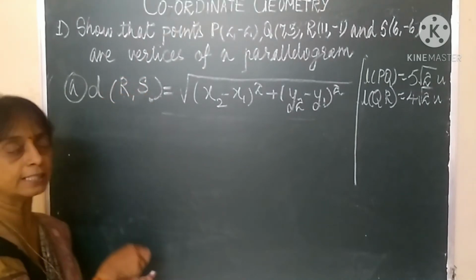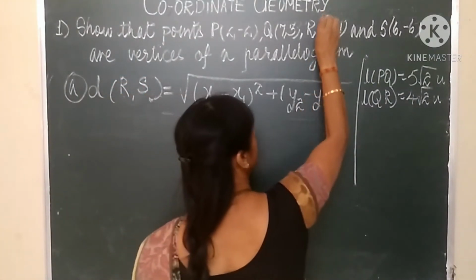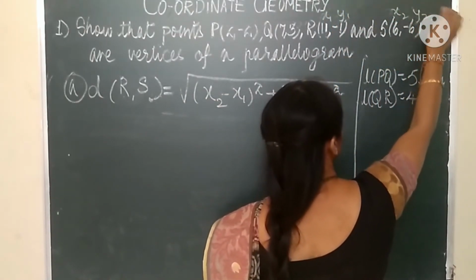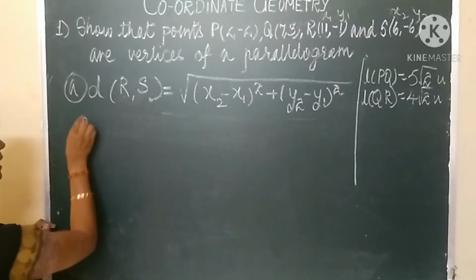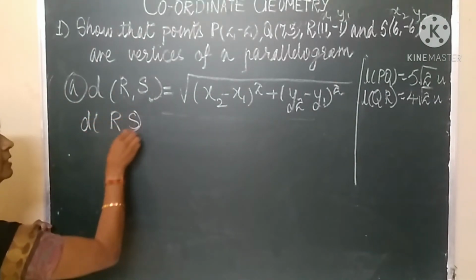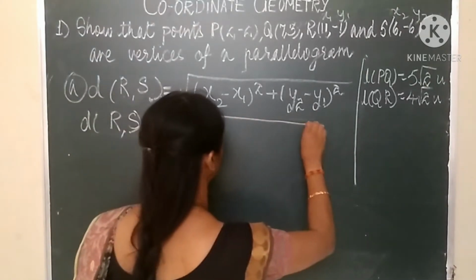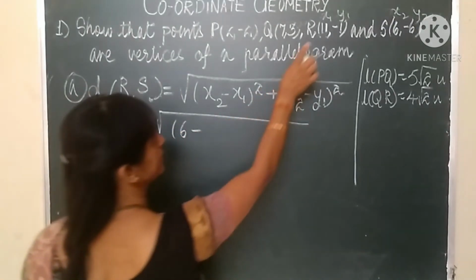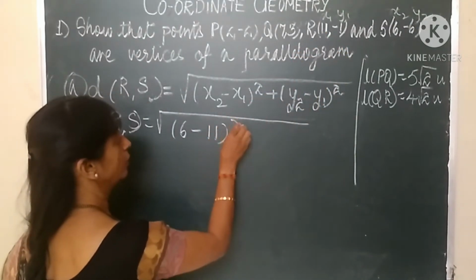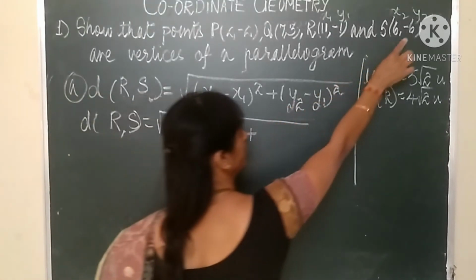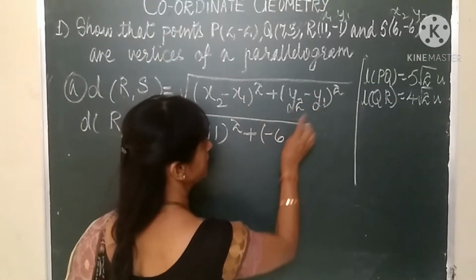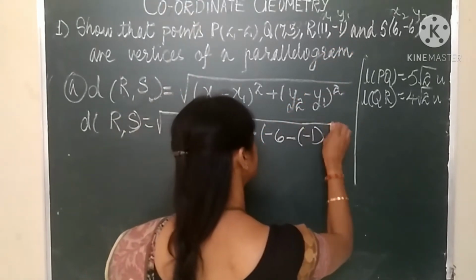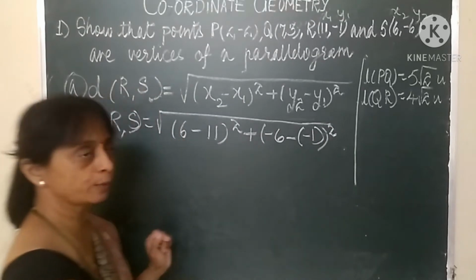Let's assign their coordinates as x1, y1 and x2, y2. So to begin with the calculation part, distance RS will be equal to square root of x2, that is 6, minus x1, that is 11, the whole square, plus y2, that is minus 6, minus y1, again with a minus sign. So let's open the bracket, close it and then square.